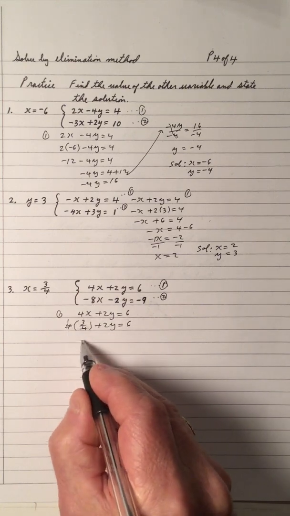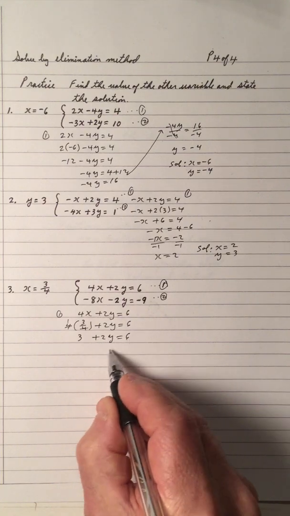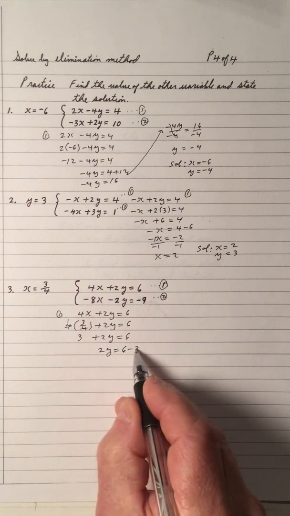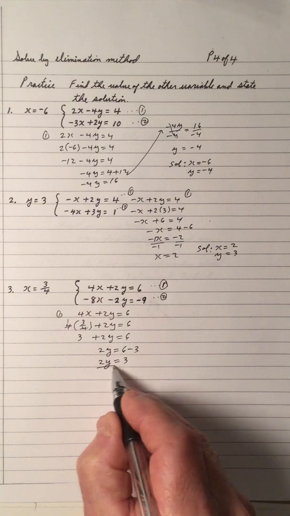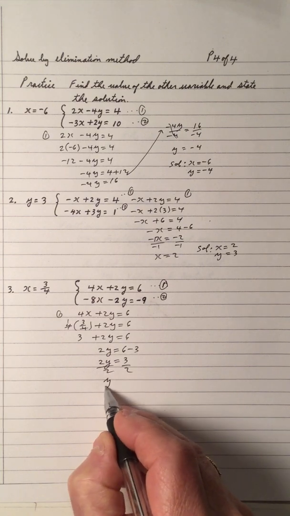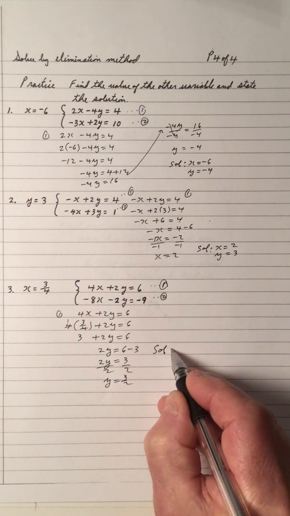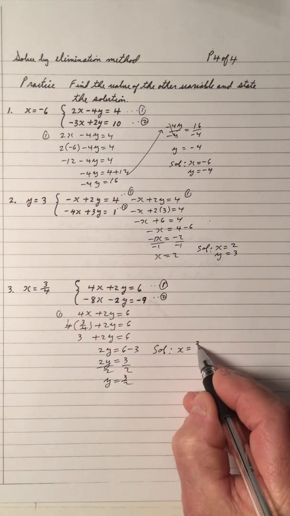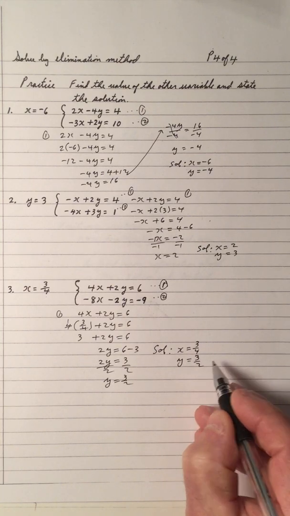4 into 4 goes once, so that's a 3 plus 2y equals 6. 2y is 6 minus 3. When you move it over, it makes a minus. 2y is 3. You divide by 2. Y is 3 over 2. So the solution, got to say what it is. X is 3/4 and y is 3 over 2.